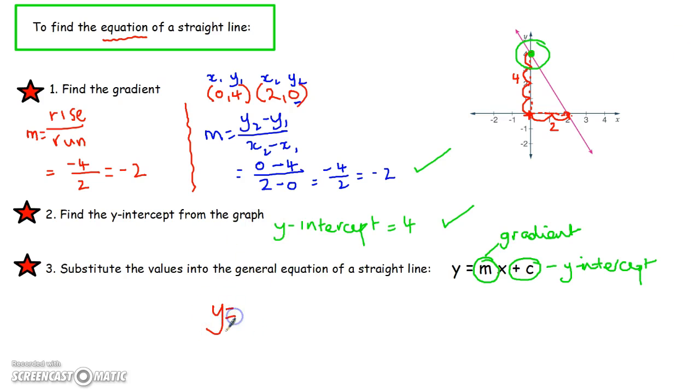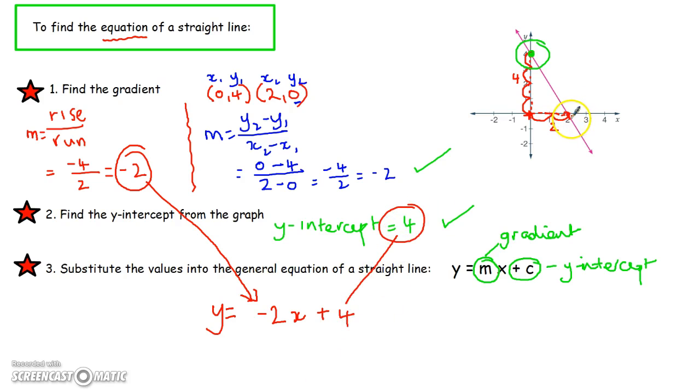Y equals the gradient. In both cases I got minus 2, so I'm just going to put that in there. Minus 2x. My y-intercept, I'm just going to get from here, 4. So the equation of this line is y equals minus 2x plus 4.